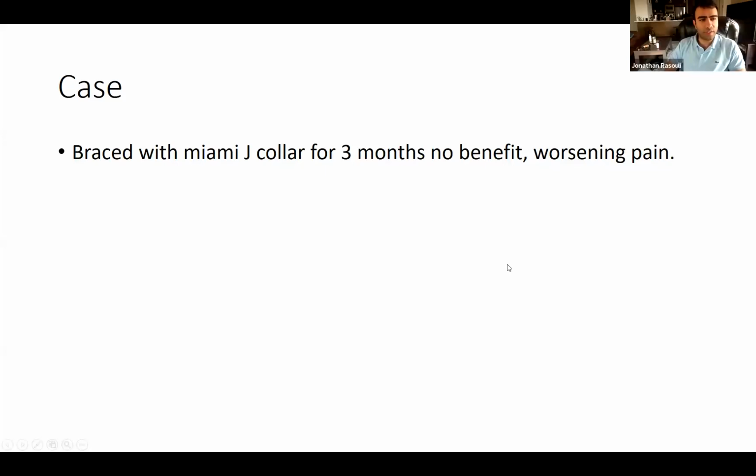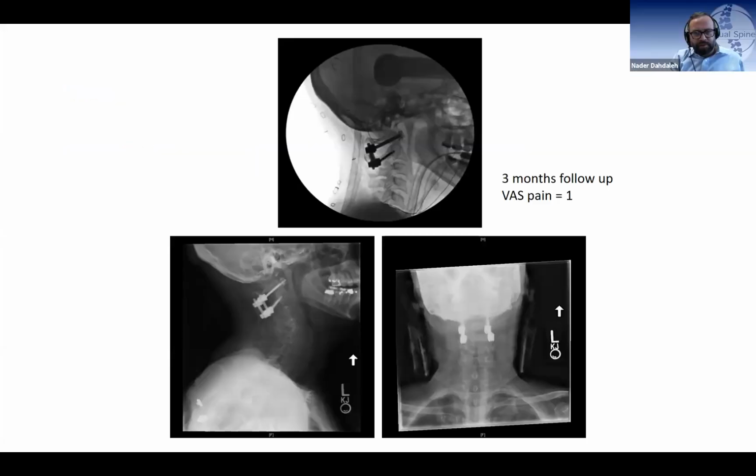JR: I would do C1-2 lateral mass screws and pars screws, a Harms construct. Okay, and that's what we did. And 3 months later, her pain was about 1, and a year later she had no pain. She had osteoporosis, obviously, and she was also on medications for that.